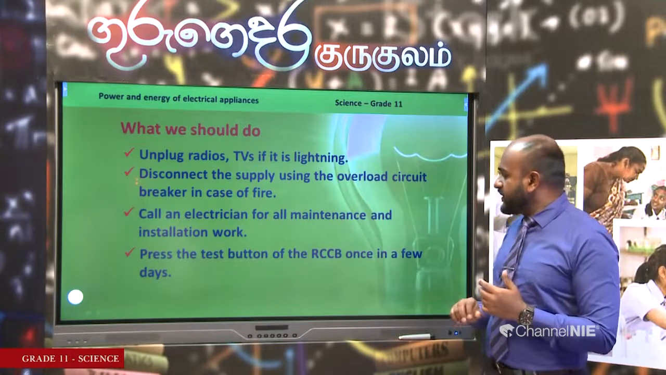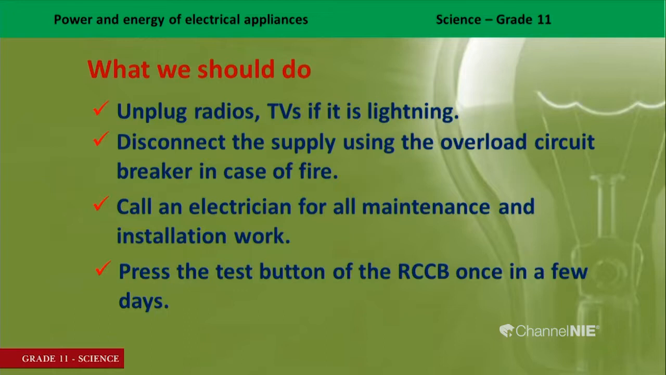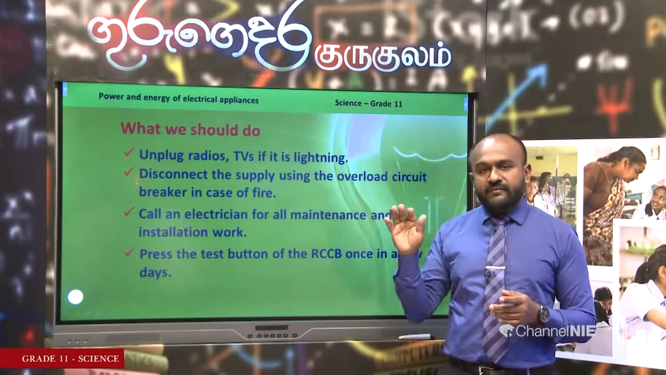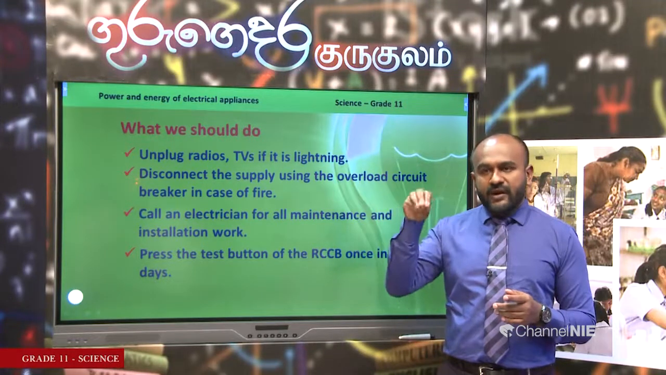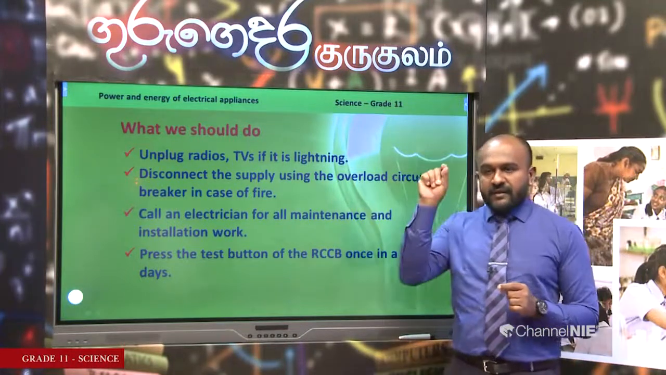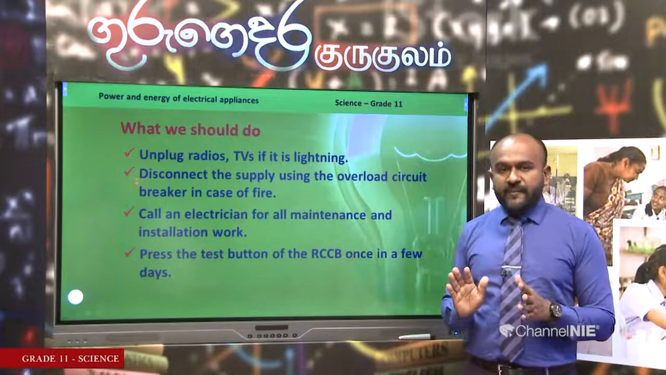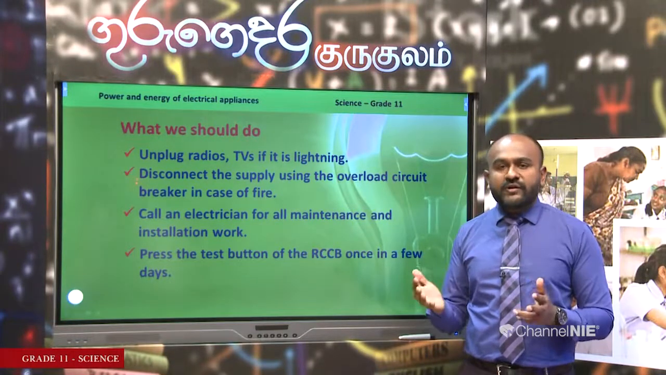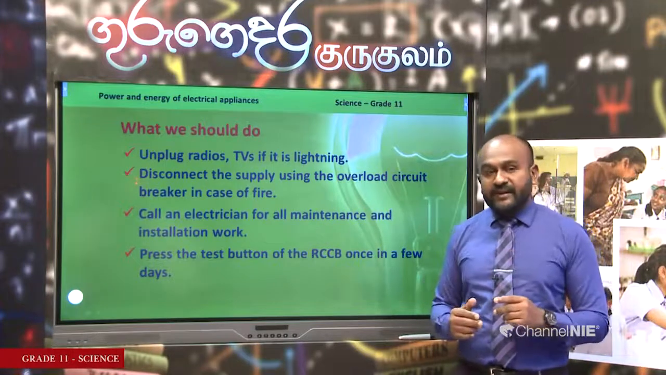Press the test button of the RCCB once in a few days. You know, RCCB, or the residual current circuit breaker, or we call that the trip switch, comes with a test button. I think you all have seen that. Where do you get the test button? It is above the trip switch, and you need to press that and see whether the RCCB trips off. If the RCCB does not trip off, it means it is out of order. So, we need to definitely replace it.